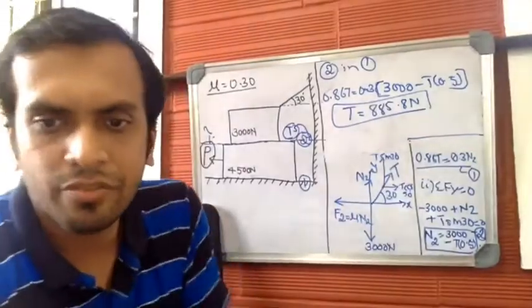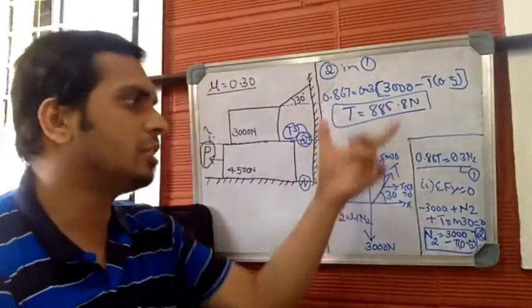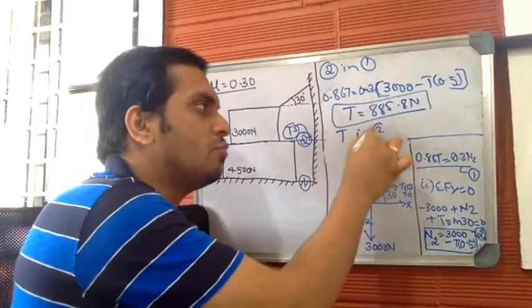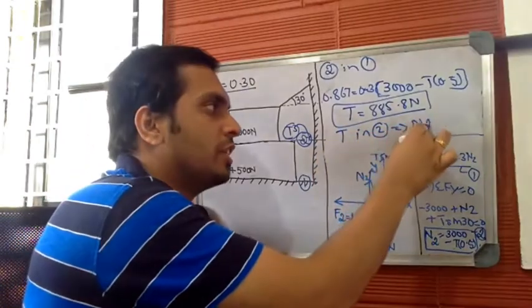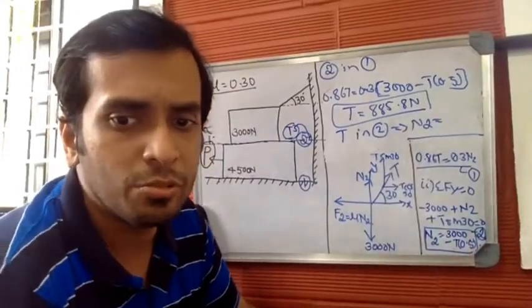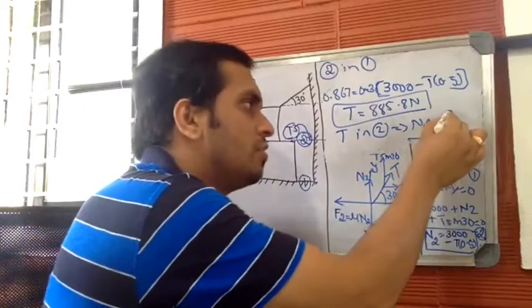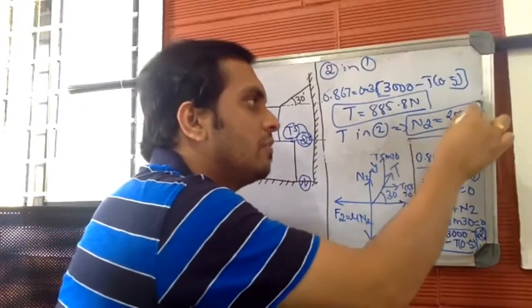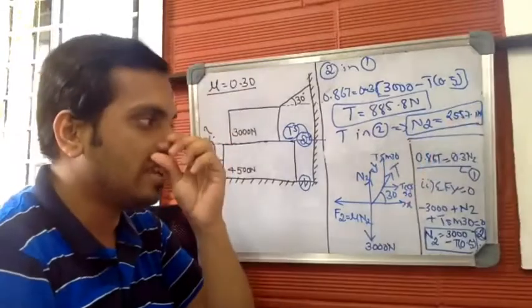So once you get the value of T, you can substitute the value of T in equation 2 to get the value of N2. Direct substitution it is. So if you substitute, you'll get the value of N2 as 2557.1 newtons. So this will be the value of N2.